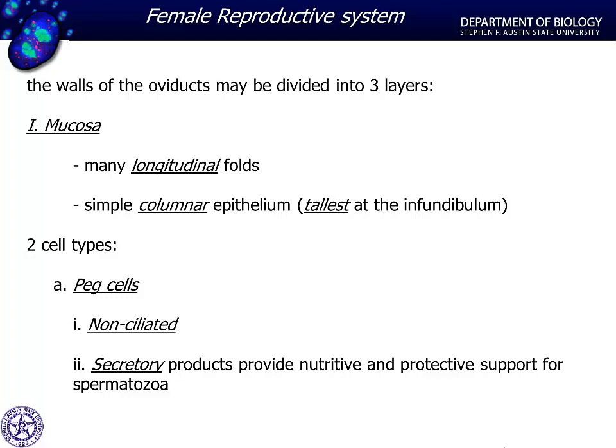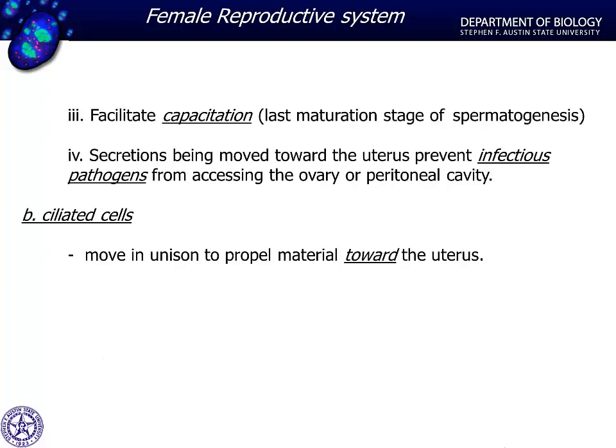But the two types of cells that we need to talk about are, first, cells called the peg cells. Now, as you can see, non-ciliated, that just tips you off that the other cell type we're going to talk about is the ciliated type. And these are quite interesting because these are going to be secretory cells in nature, and that's going to provide a nutritive and protective support for the spermatozoa. But really, the principal function of these peg cells is to facilitate this process called capacitation.